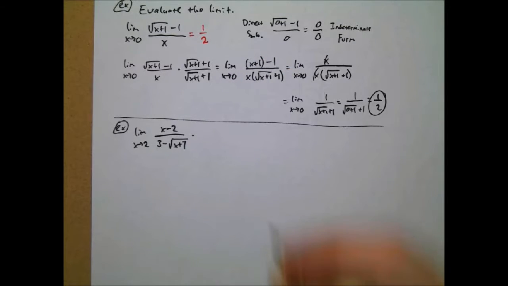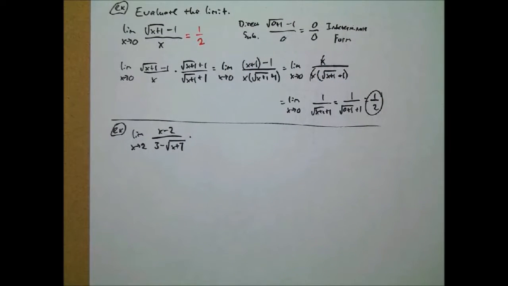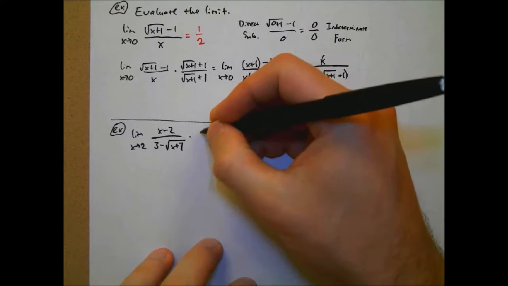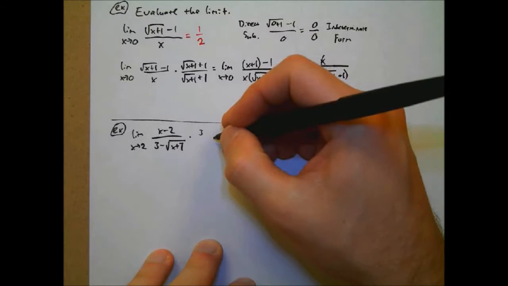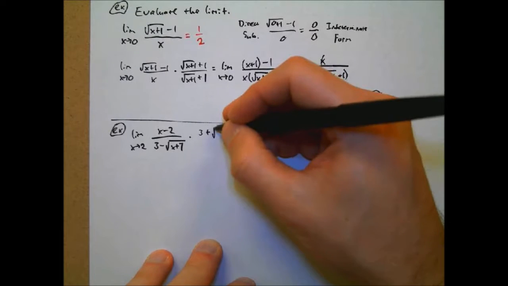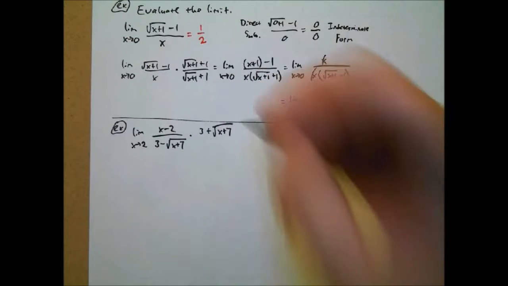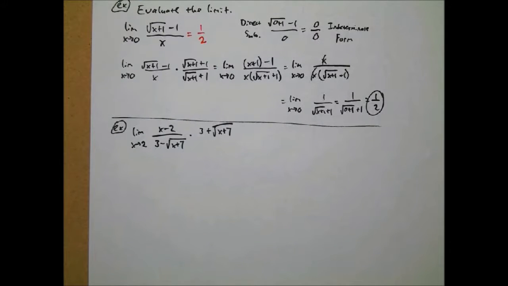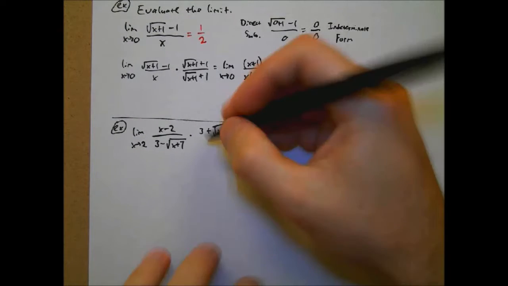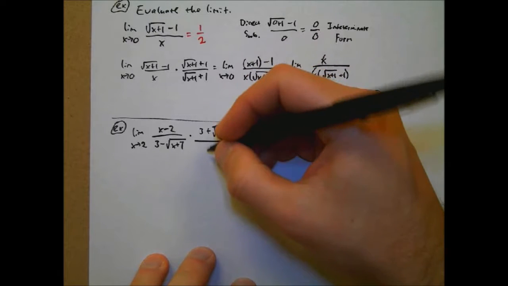So, what do I want to multiply the top and the bottom by in this case? 3 plus root x plus 7. So the only sign that has to change is the 3 minus root x plus 7 to 3 plus root x plus 7. Don't feel like you need to make the x plus 7 an x minus 7 or anything like that. So yes?